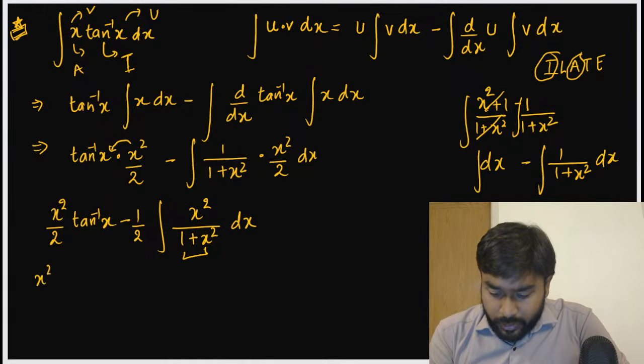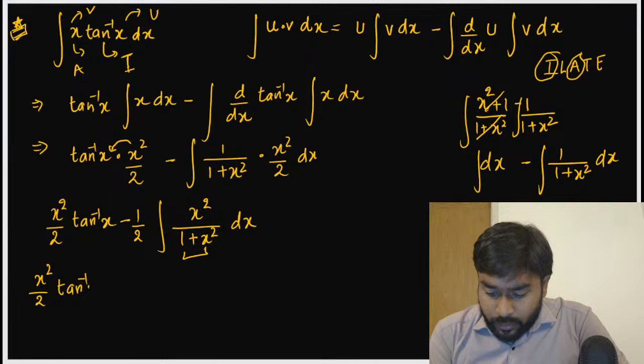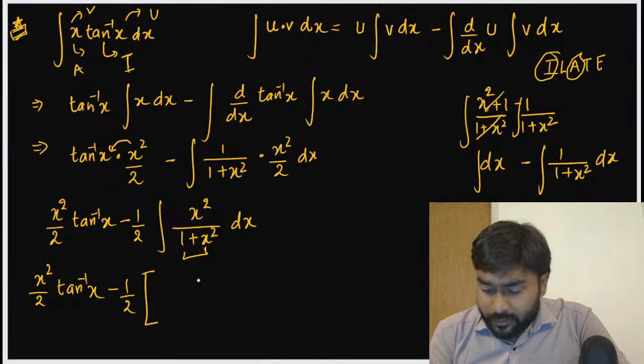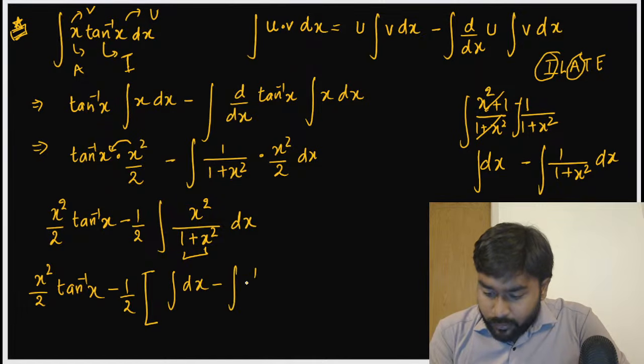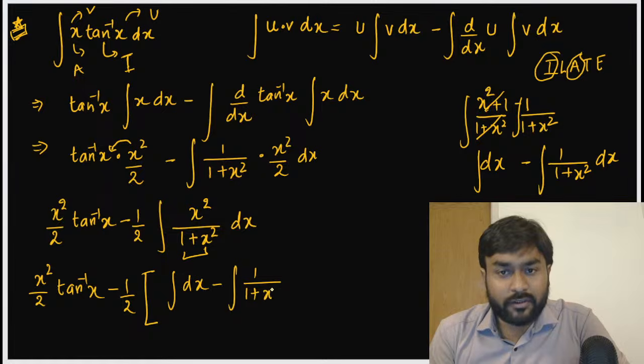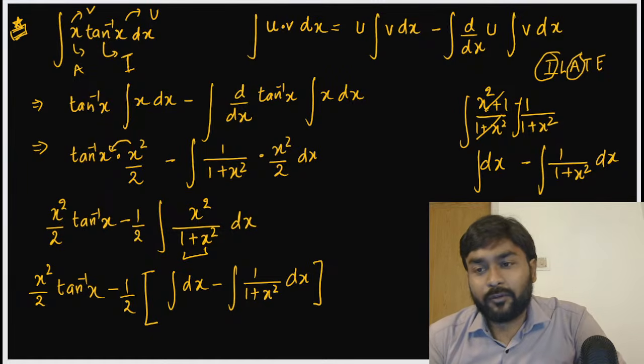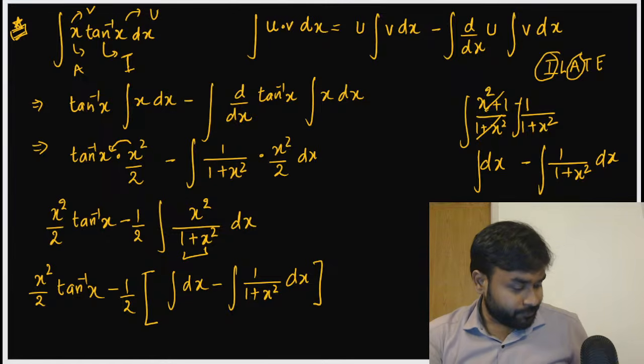So x square by 2 tan inverse x. Here we can write minus 1 by 2, then bracket, integration of dx, then minus integration of 1 by 1 plus x square dx. So that is our question. Now you can easily do it. You can apply the formula and you will get the answer. Correct? Tell me the answer for this one.